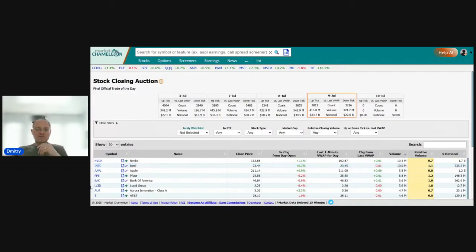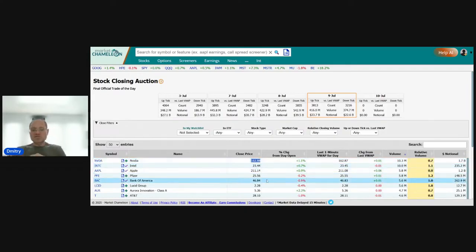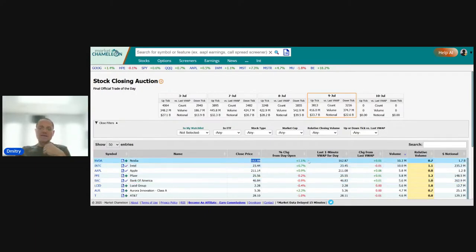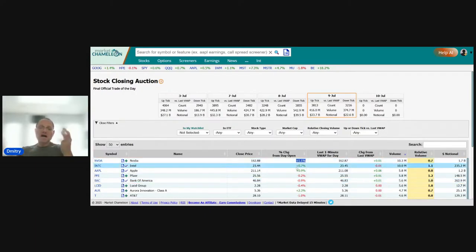So let's just read it from left to right here. We see the first symbol, NVDA, that's NVIDIA. The closing price was $162.88. And then we can start comparing that reference price a little bit. We can compare it to the previous day's close. So we see that on the day, NVIDIA was higher, right? 1.1% on the day.